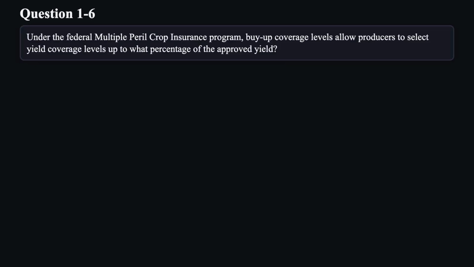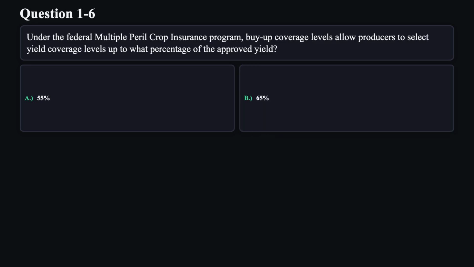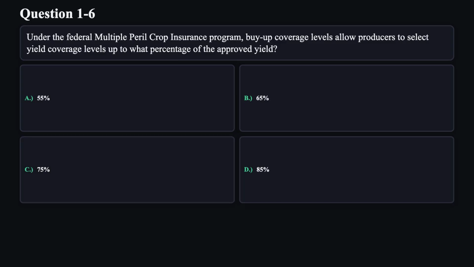Question 6. Under the federal multiple peril crop insurance program, buy-up coverage levels allow producers to select yield coverage levels up to what percentage of the approved yield? A. 55%. B. 65%. C. 75%. D. 85%.